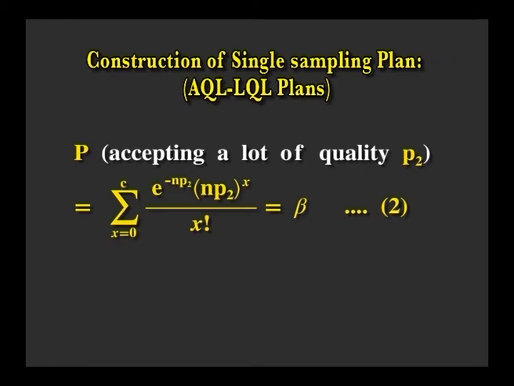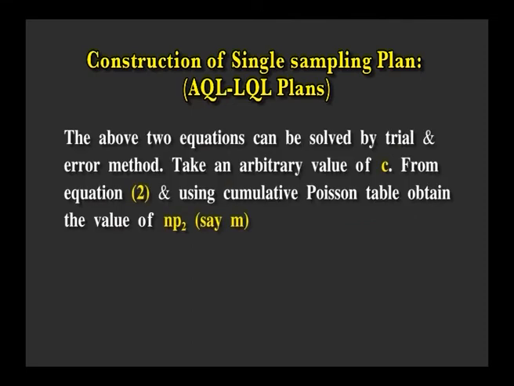Probability of accepting a lot of quality p2 is equal to the summation x equal to 0 to c of e power minus n p2 into n p2 to the power x by x factorial, equal to beta. Both producer's and consumer's values are attained. The above two equations can be solved by trial and error method. Take an arbitrary value of c, from equation 2 and using the cumulative Poisson table obtain the value of n p2, say m. Since we know the value of p2, from the table we can obtain the value of n. Thus, we have a trial plan given by n and c.